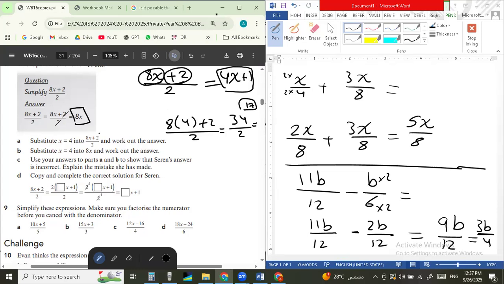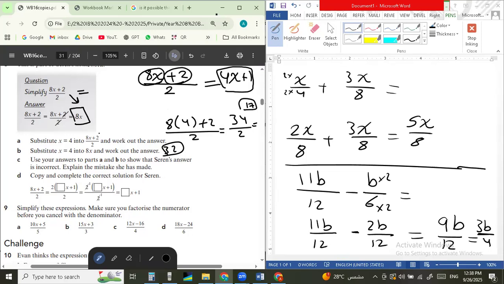Siren showed that this is equal to this. That's what Siren said. They are saying to you in question B, use x equals 4 into 8x and work out the answer. Into 8x, it means 8 times 4, which is 32. Oh, so are they equal? Or is this, when I removed x and I wrote 4, the same as this when I removed x and I wrote 4? No, mister, this gave me 17, this gave me 32.